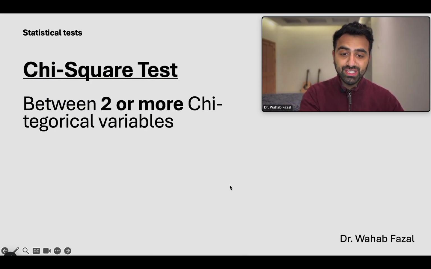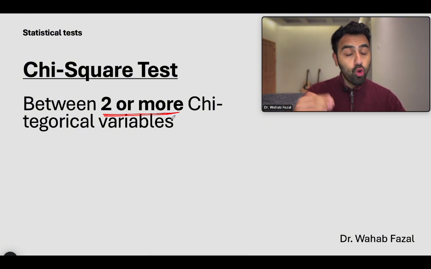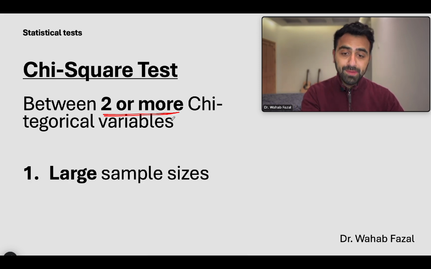Well, we want to know the relationship between two or more categorical variables. Another way to remember "two or more" is that China has a large population, so it's not going to be just two people. It can be two or always more. You can study the relationship between two or more categorical variables in a chi-square test. So what are the requirements for a chi-square test?